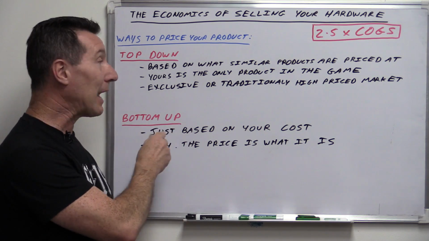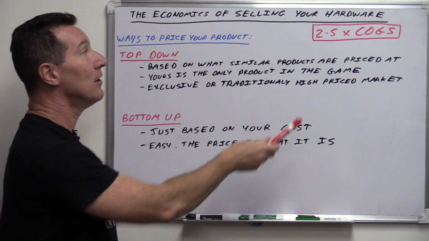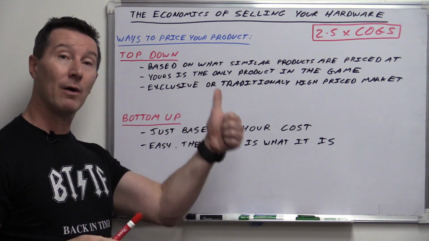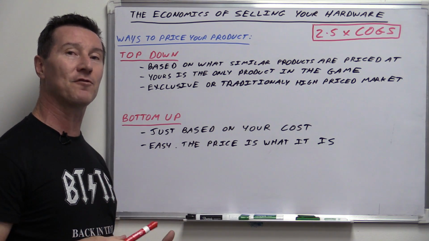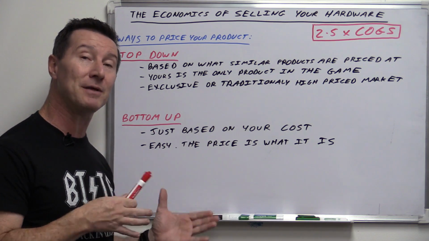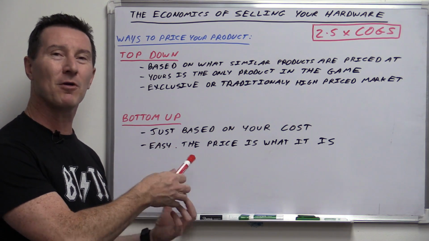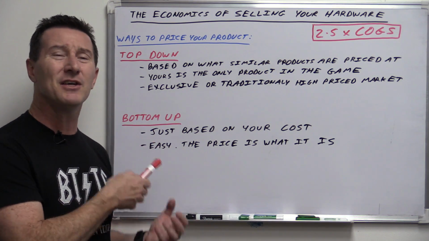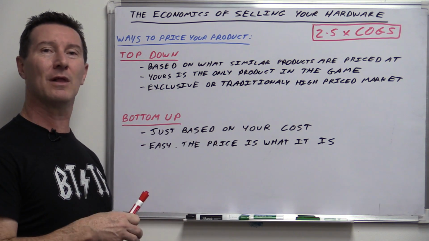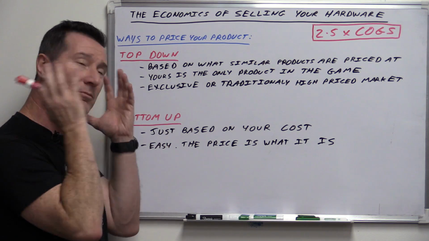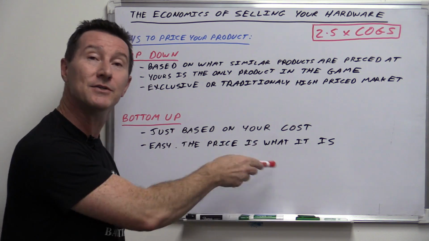Well, you look at your manufacturing cost, your cost of goods sold, and then basically you put in a multiplier. We've mentioned the rule of thumb before, 2.5, and we'll see where this figure comes from that allows you to stay in business. The good thing about the bottom-up pricing structure, and why a lot of people use it, is that it's easy. You don't have to be concerned about, am I competing and all that sort of stuff? What should I charge? I've got no idea, haven't been in this business before. The price is what it is.